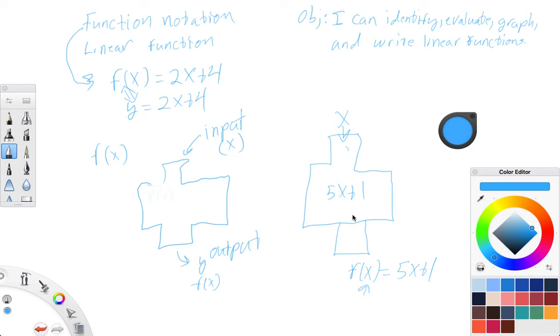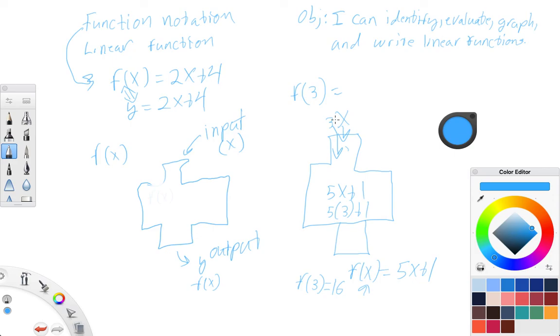So let's say we want to know what happens if we throw a 3 into the machine. So f of 3 equals what? We throw a 3 in the machine, and whatever we throw in the machine gets multiplied by 5. So 5 times 3 plus 1, that's 16. So f of 3 would equal 16. I hope that makes sense.